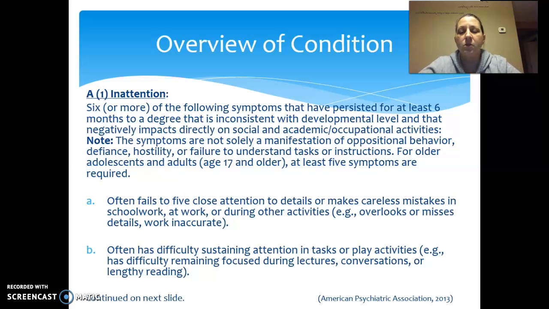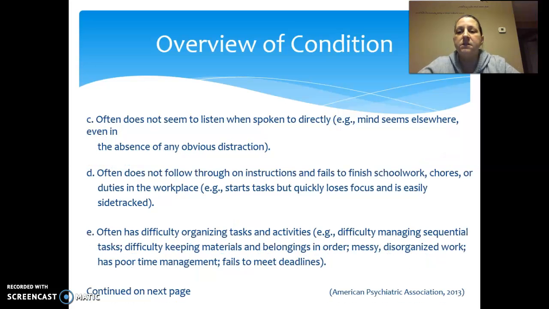The symptoms are not solely a manifestation of oppositional behavior, defiance, hostility, or failure to understand tasks or instructions. For older adolescents and adults, age 17 and older, at least 5 symptoms are required. The symptoms are: A, often fails to pay close attention to details or makes careless mistakes in schoolwork, at work, or during other activities. B, often has difficulty sustaining attention in tasks or play activities. C, often does not seem to listen when spoken to directly.